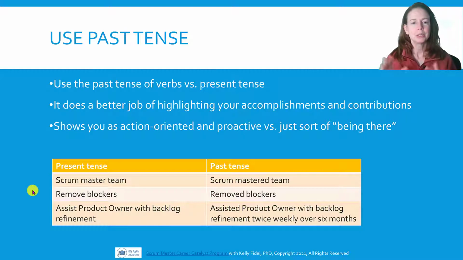So here's some examples. So present tense, Scrum Master team. Past tense, Scrum Mastered team. Remove blockers is present tense. Past tense would be removed blockers. That's what recruiters want to see. Things that you did, accomplishments that you contributed. Finally, an example, assist product owner with backlog refinement, assisted product owner with backlog refinement, and then I added quantification, twice weekly over 6 months, which is our next slide.